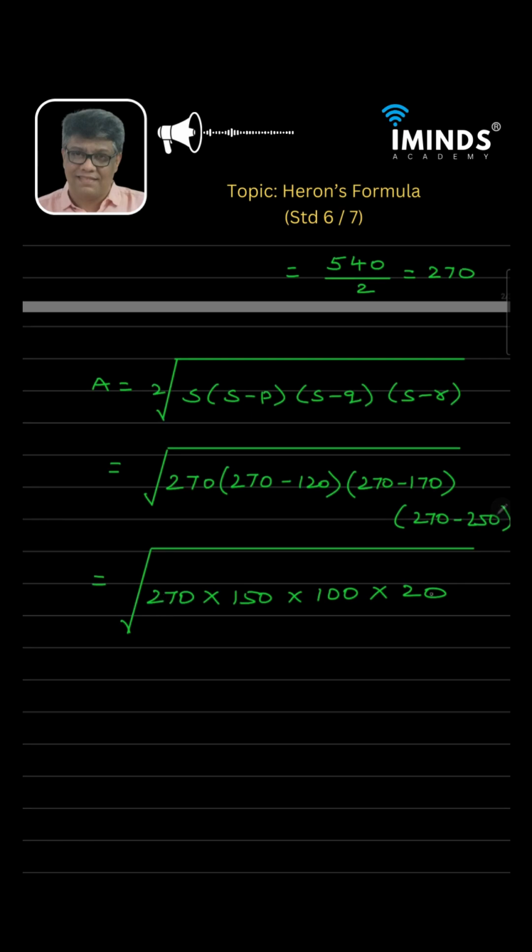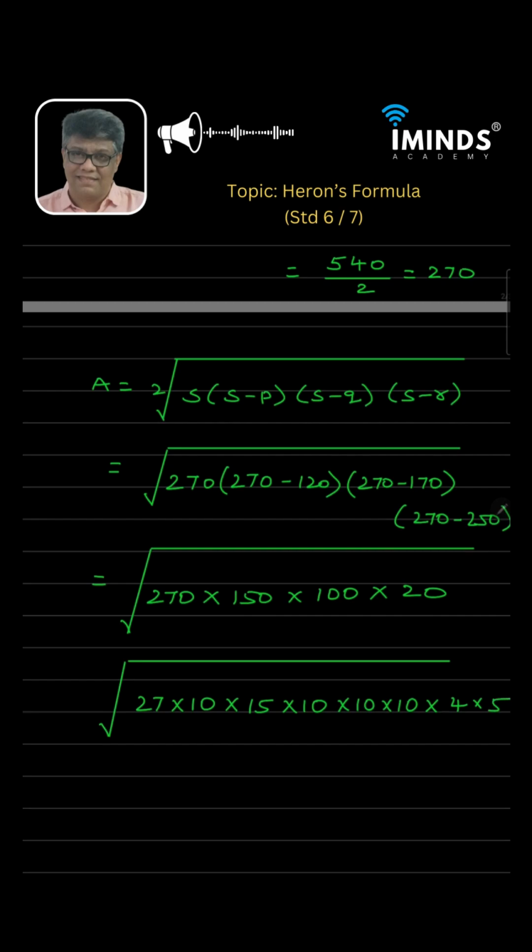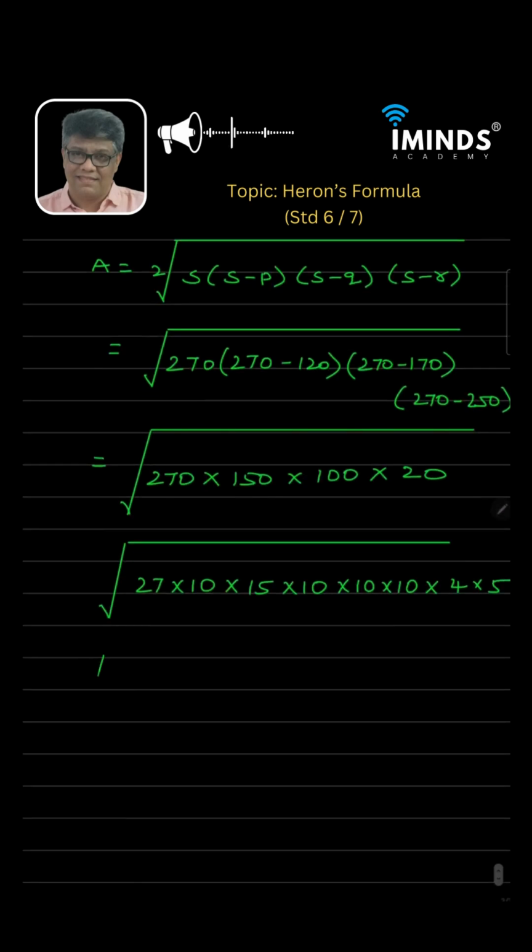So what do we do? We will try to convert this product into a product of couplets. So how do we do that? We will just write like this. 270 I can write down as 27 into 10. 150 I can write down as 15 into 10. 100 I can write down as 10 into 10. And this I will write down as 4 into 5. Now why we have done this is, we are just converting this entire value into a product of couplets. So now I'll break it down further.